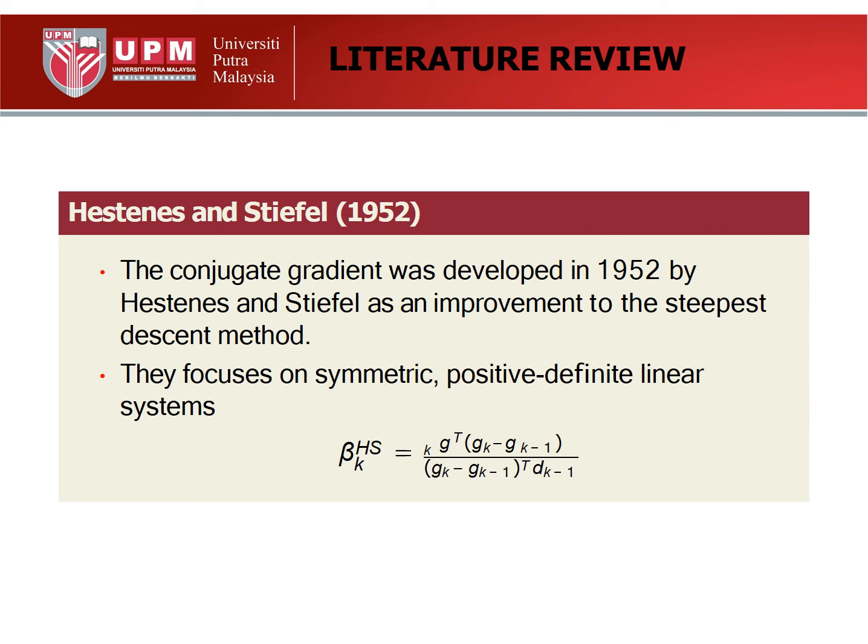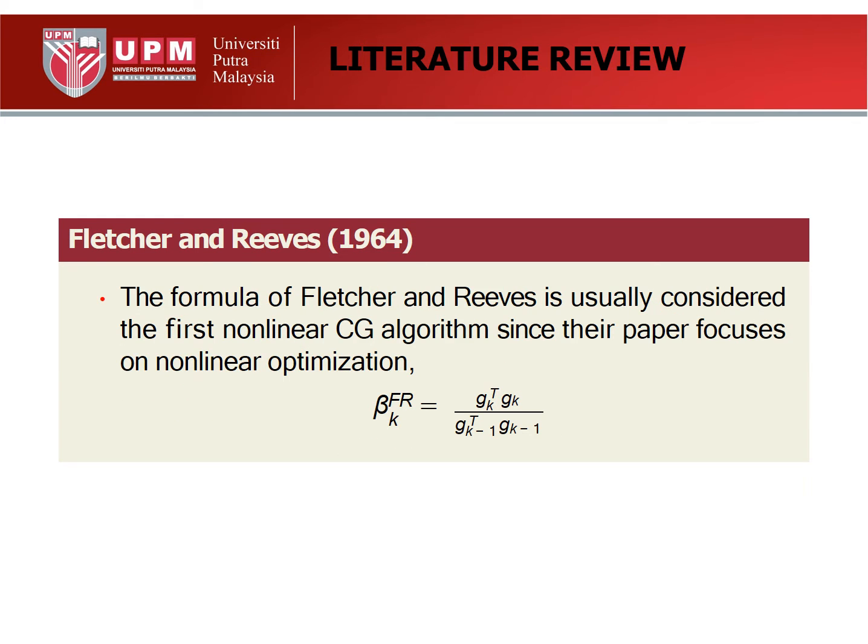Okay, first in the literature review, Hestenes and Stiefel developed conjugate gradient in 1952. It is an improvement to the steepest descent method. They focused on symmetric and positive definite linear systems. This is the beta that Hestenes and Stiefel introduced. Then in 1964, the formula of Fletcher and Reeves is usually considered the first nonlinear conjugate gradient algorithm, since the paper focuses on nonlinear optimization.